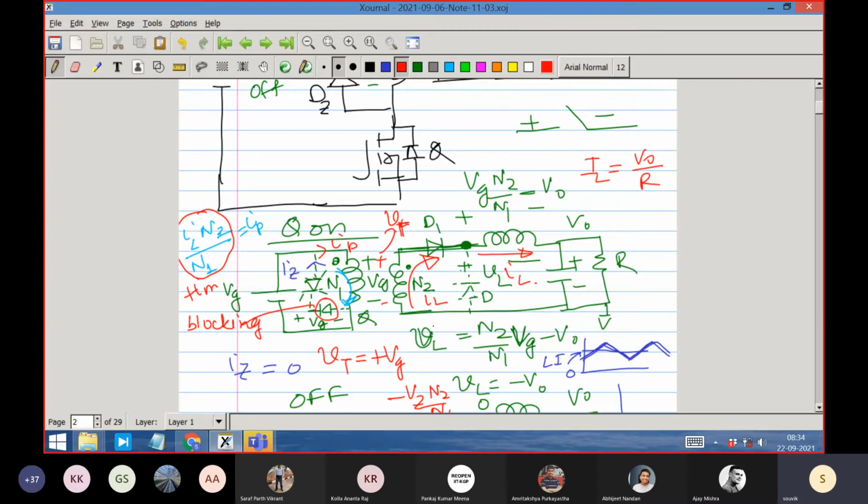The magnetizing current's job is to simply create a flux, which is decided by the volt-second balance, which is decided by the voltage divided by the L of the coil, which is decided by the L primary of the coil, Vg by Lp into dTs. That is the magnetizing current, right? So the magnetizing current needs to be continuous, but the load current need not be continuous.